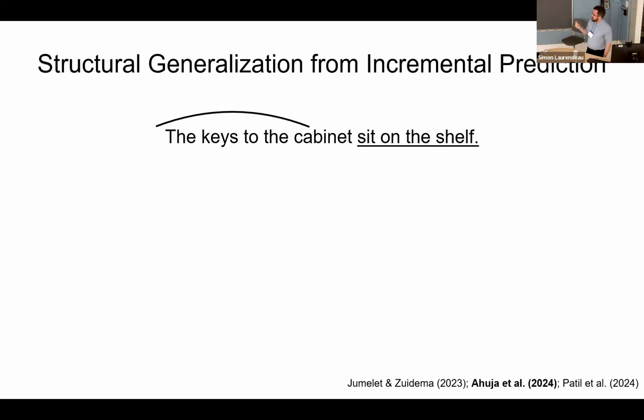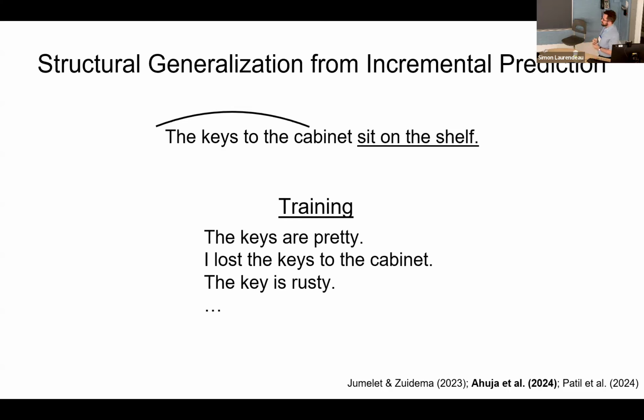And so you want to know, has the language model learned that you really need to look for the subject of a sentence in order to figure out the form of a verb? Or has it figured out some kind of easier heuristic? One way you can figure this out is to actually train the model on an artificial corpus that has things like the keys are pretty, I lost the keys to the cabinet, the key is rusty. It's got lots of things involving these words. But in the training data, we've never actually separated the verb from the subject that it needs to agree with.